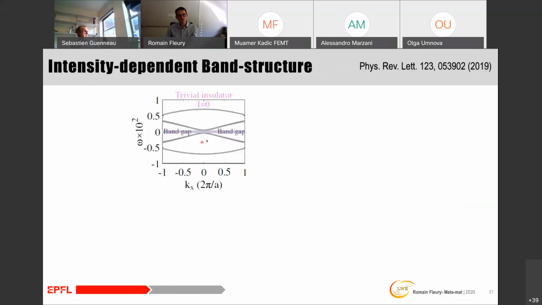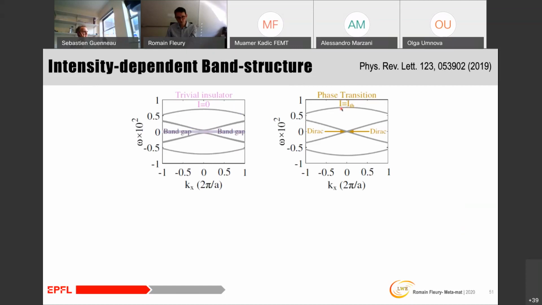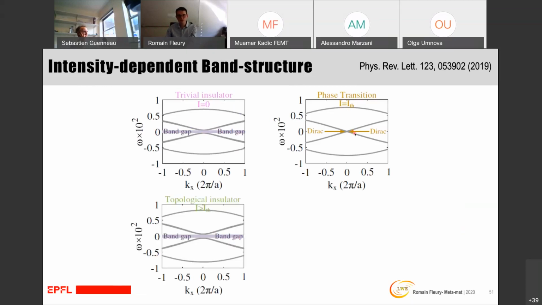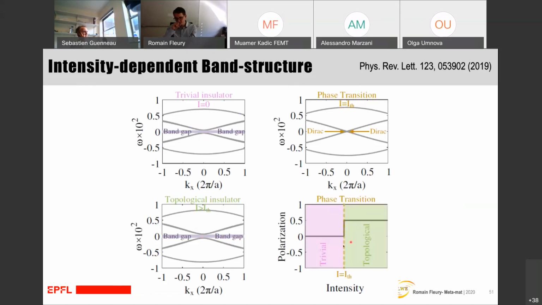So without going too much into the details, let's look at the behavior. When the intensity is low, I have the linear behavior, a trivial insulator. I have a band gap, but there's nothing special about this band gap. Now, if I increase the intensity, at some point I'm going to close that band gap. Okay? And if I increase the intensity further, so I have even more power, the system reopens the band gap, but now becomes a second-order topological insulator. And we can do a topological theory of this. This is shown in this paper.